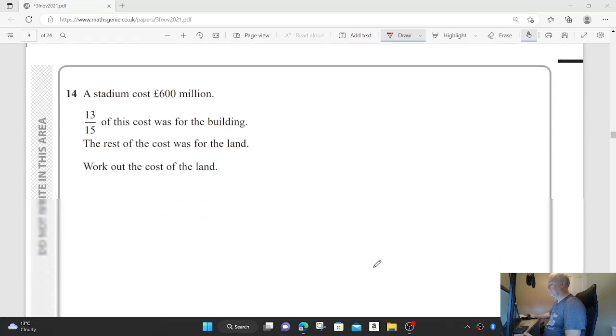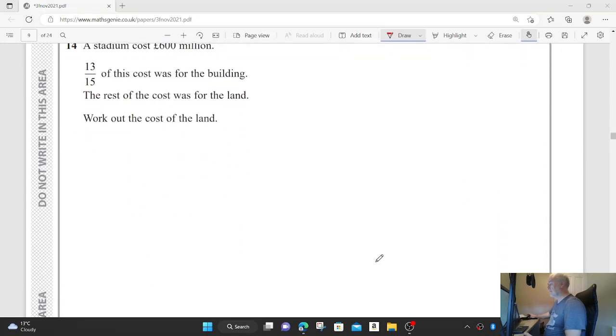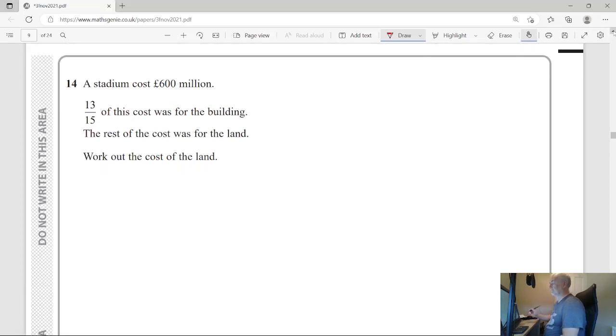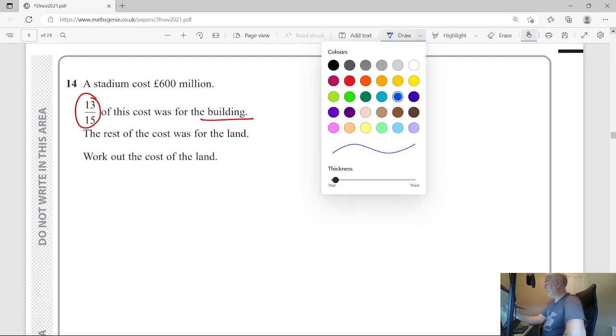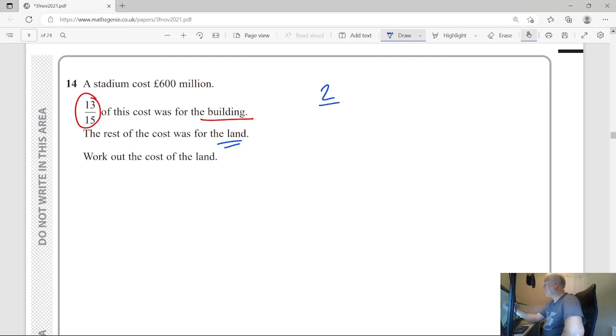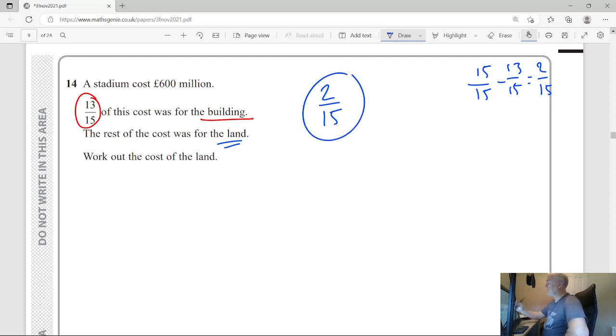Right. Question 14. A stadium costs £600 million. 13/15 of this cost was for the building. The rest of the cost was for the land. Work out the cost of the land. Okay, so anytime I've got a fraction, remember this was a building, and we want the amount of money for the land. So we want 2/15. If you think 15/15, if we take away 13/15, is going to give me 2/15 left. So that's the cost of the land.